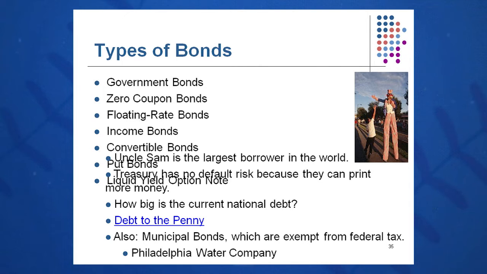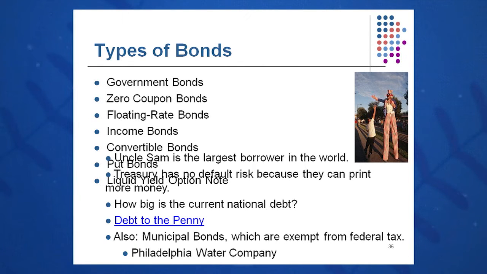Government bonds: Uncle Sam is the largest borrower in the world. No default risk because they can always print more money at the Treasury Department. National debt is huge at this point, and we have to pay it back. So if other countries are borrowing or buying our bonds and loaning us money, we have to pay them back. Currently, the national debt is somewhere on the order of $20 trillion with a T.